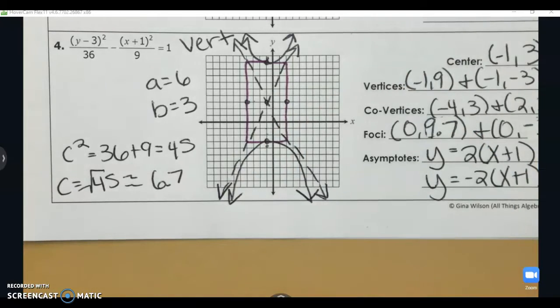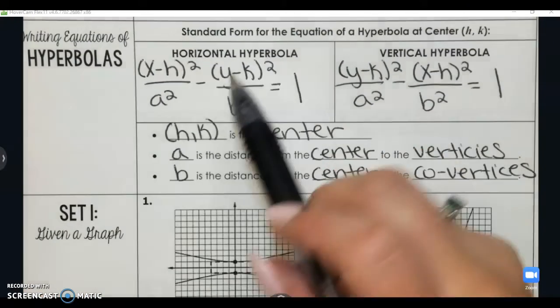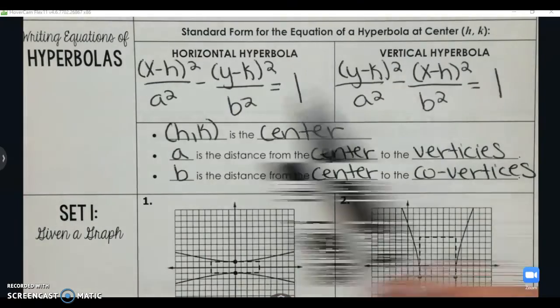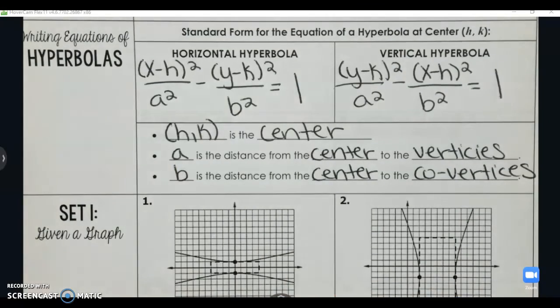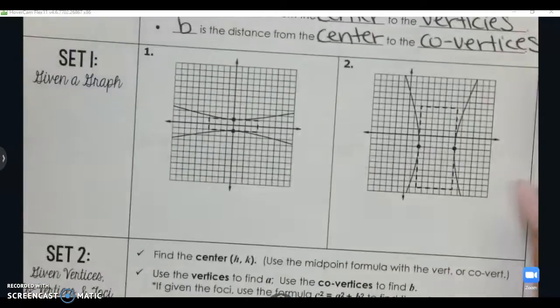All right, easy peasy. Let's take a look at writing equations for hyperbolas now. So again, here are the equations for horizontal and vertical hyperbolas. We still have our center. We know what a and b are. Let's take a look at when we're given a graph.